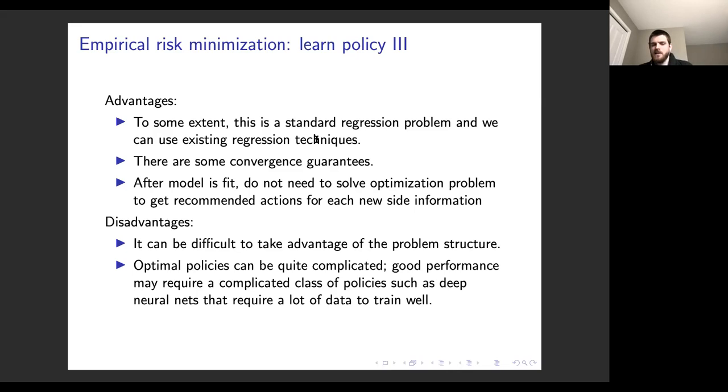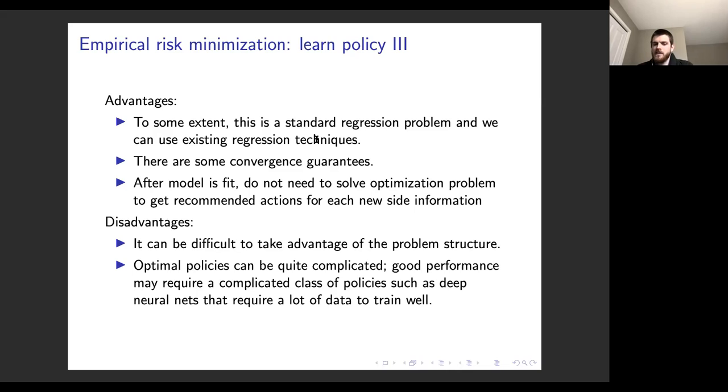Some of the disadvantages are that it can be difficult to take advantage of problem structure. In this approach, you might end up treating it like a black box regression problem, and then you can't use any problem structure.